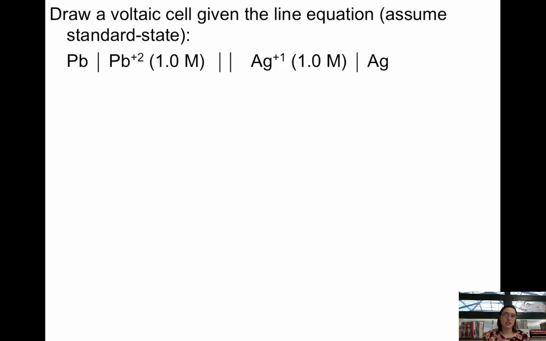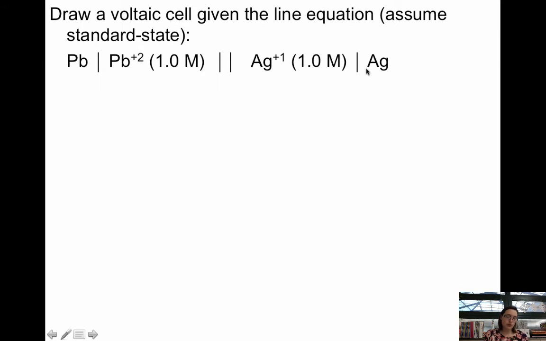So now with this example, we're going to do this one together. This is draw a voltaic cell given the line equation. Assume standard state, which means 1 molar. So here you're given the shorthand notation. So you now need to be able to go backwards from the shorthand notation. So first what I would do is label everything that you know here. So what I mean by label what you know is what always comes first in the shorthand notation. Well, the anode always comes first. So this is the anode, and then the right side, this is the cathode. So that means that we have lead and we have silver at our anode and our cathode.